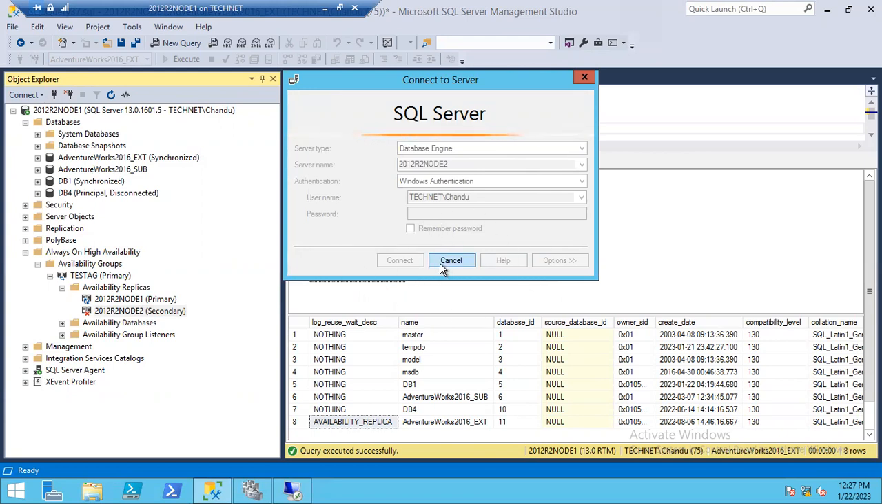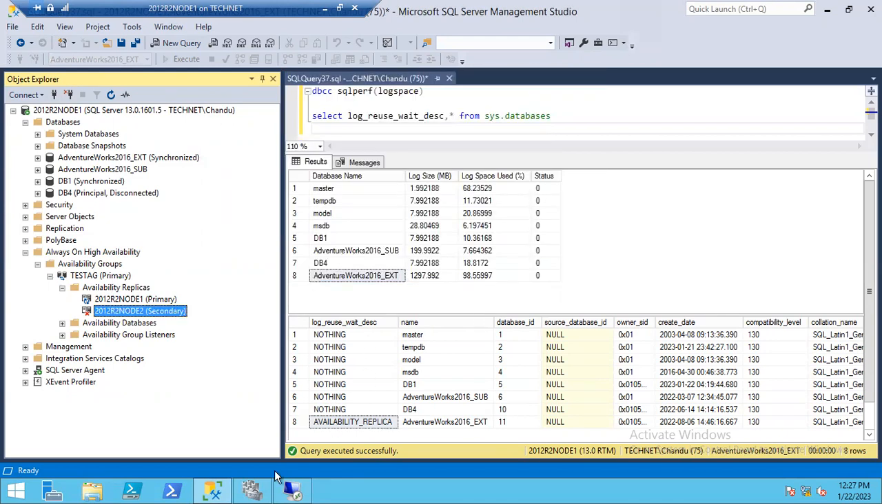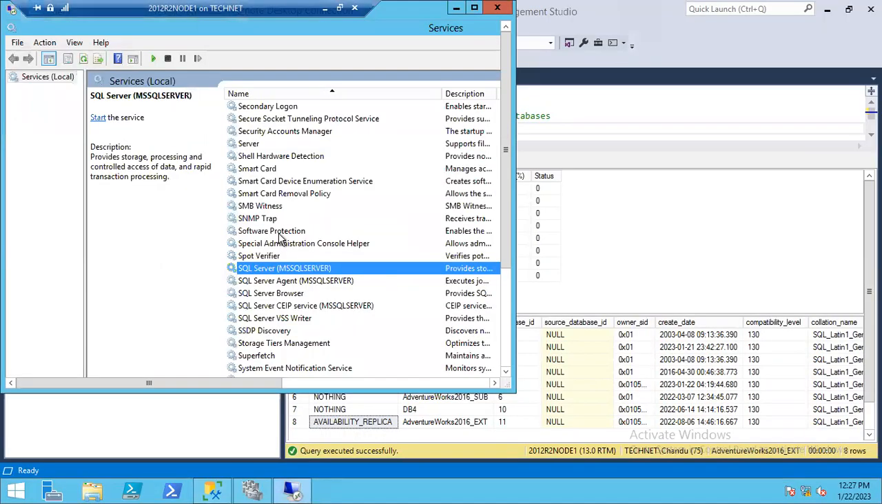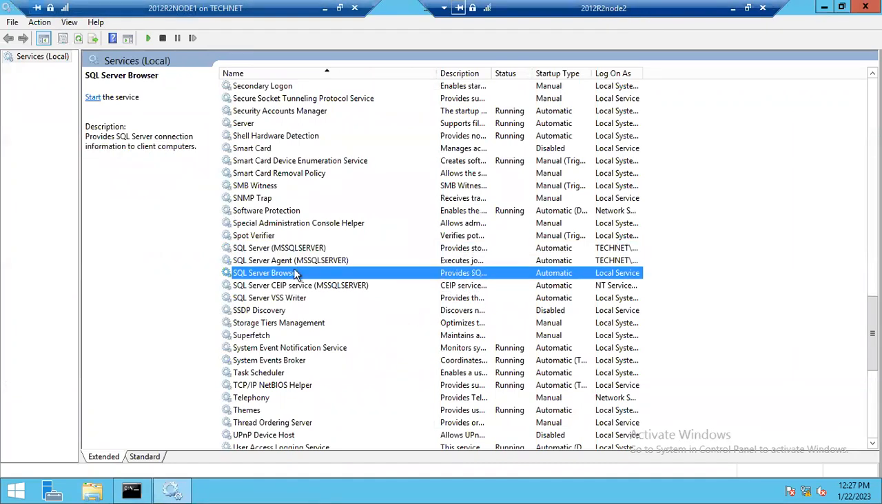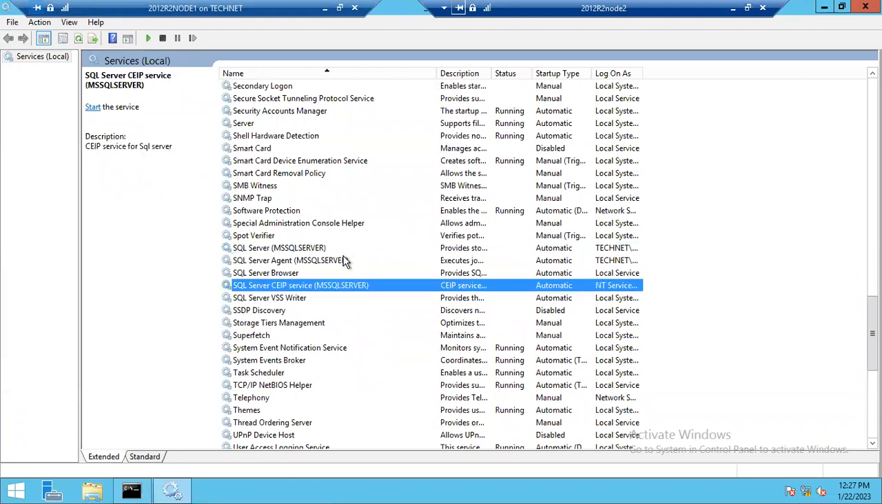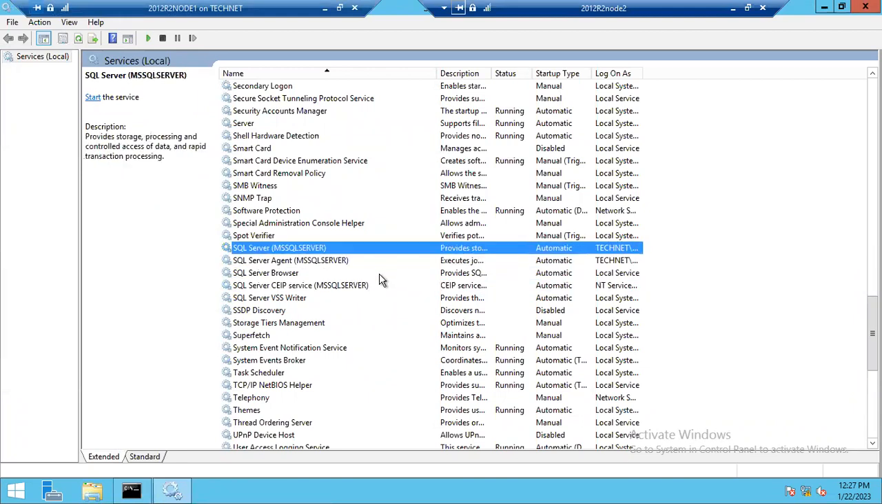Let's go ahead and connect to the remote machine. I mean, directly RDP to the server. You're not able to connect. Okay. Let's RDP to the server. Node 2. I have RDP'd to node 2. This is node 2. And you can see that the SQL services on node 2 are in stop state, right? SQL services on node 2 are in stop state.